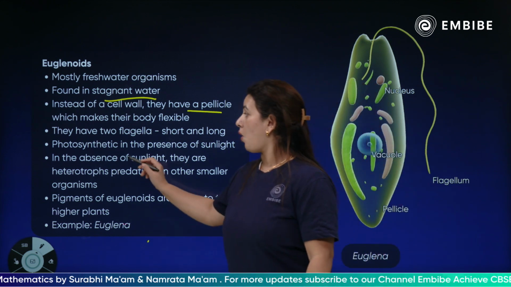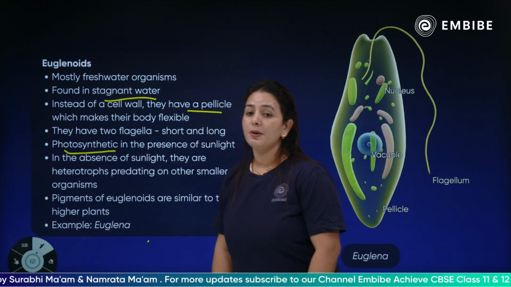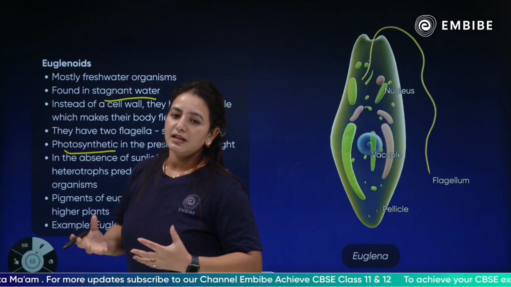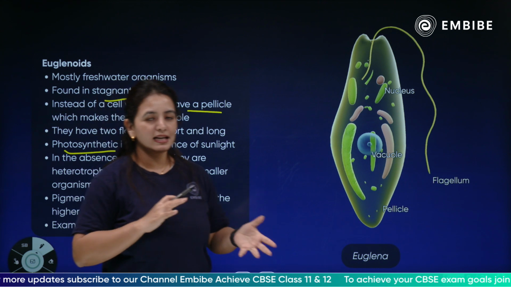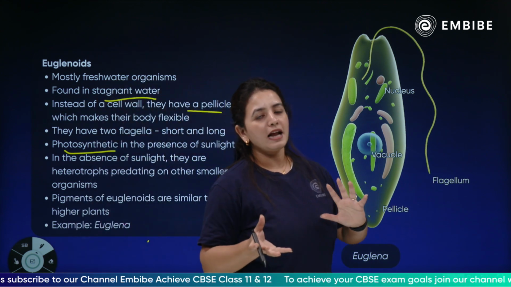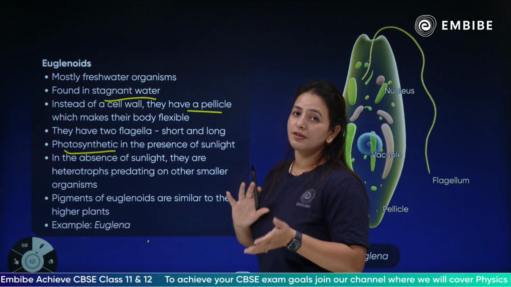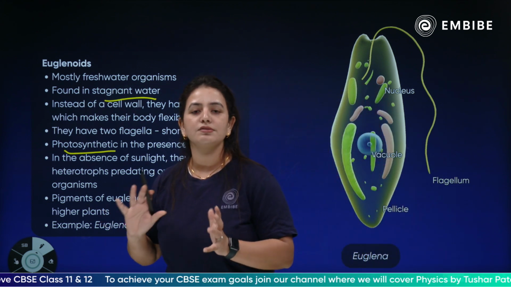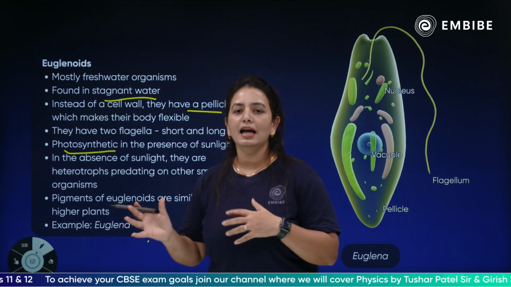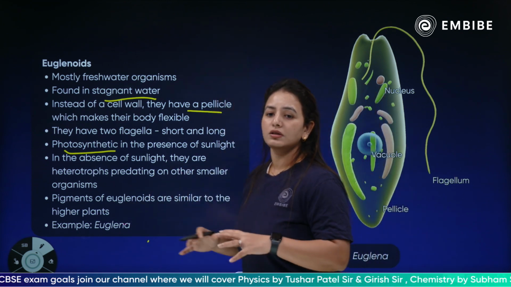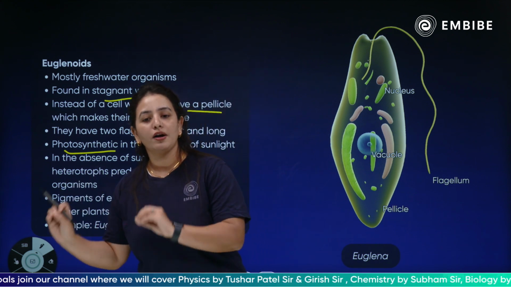Once again they are photosynthetic when there is sunlight. In the absence of sunlight, they are heterotrophs. So basically they can undergo both types of nutrition. They could be heterotrophs or autotrophs, given the conditions of the sunlight. If the sunlight is present, they can prepare their own food, but if the sunlight is not there, they feed on other smaller organisms.